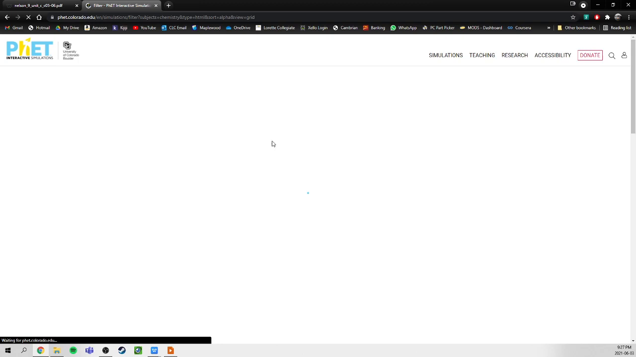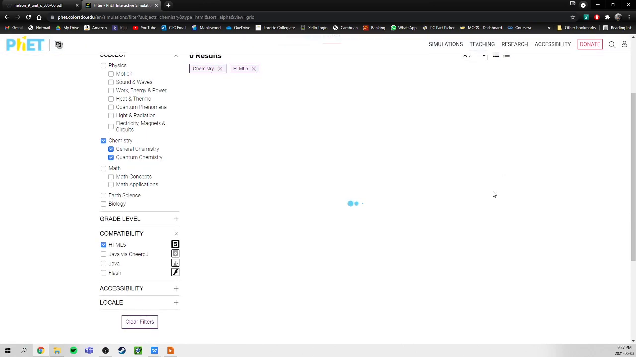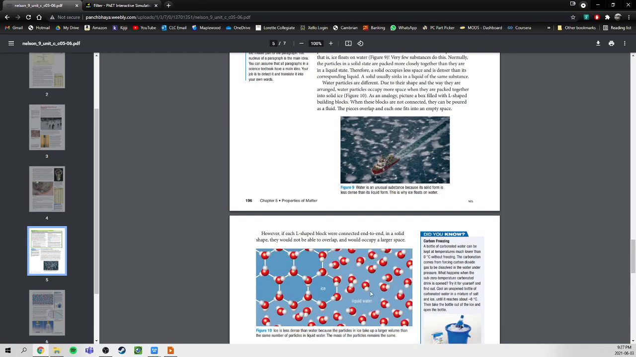I've been trying to use PhET a little bit today, and it has been really, really slow. I don't know why. It hasn't been working properly. So we'll let that load and we'll see if it works in a second.